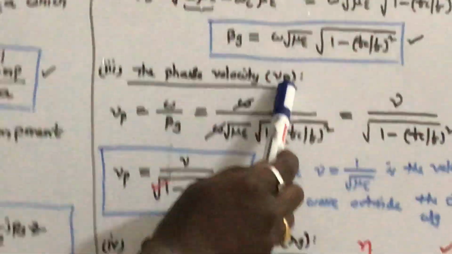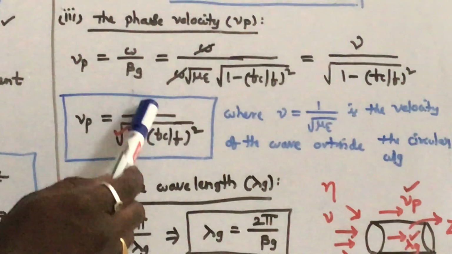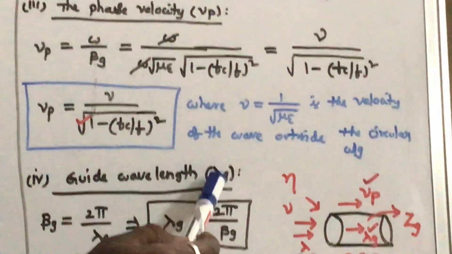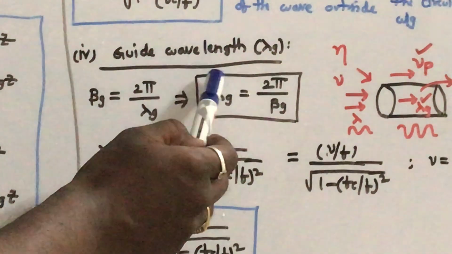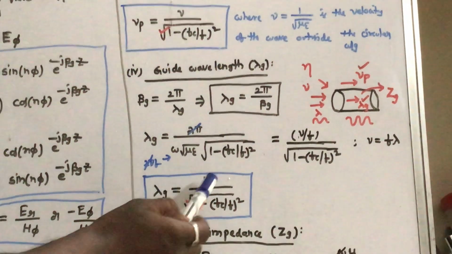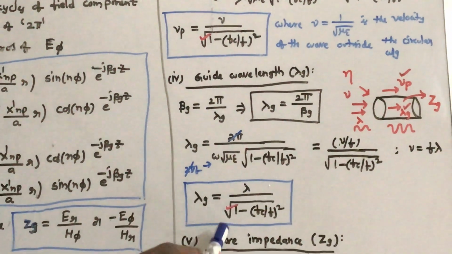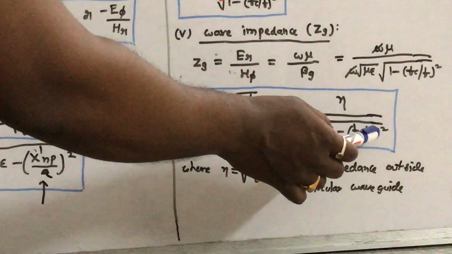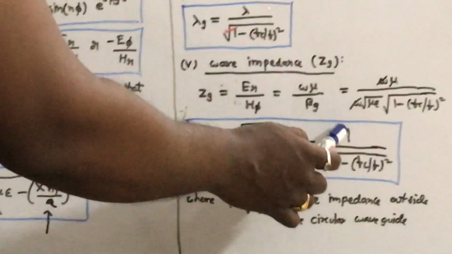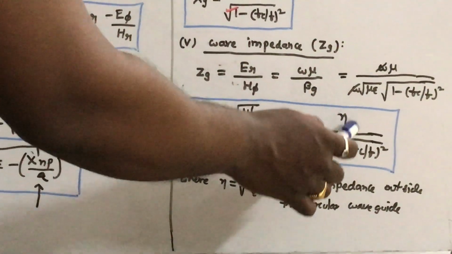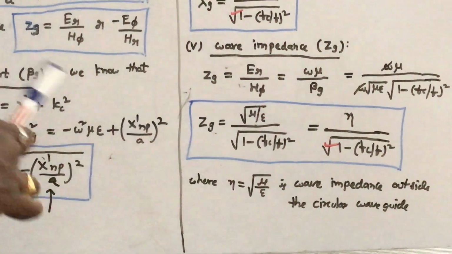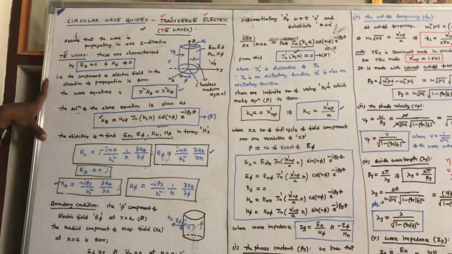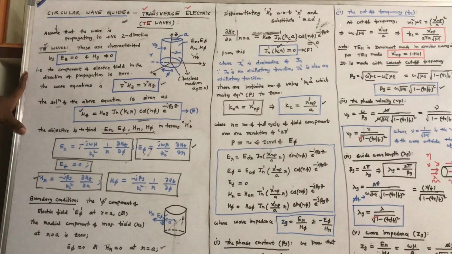The phase velocity is given by the velocity of the wave outside the circular waveguide by square root of 1 minus fc by f whole square. The guide wavelength, the wavelength of the wave inside the circular waveguide, is this formula, where lambda is the wavelength outside the circular waveguide. The wave impedance is given by eta by square root of 1 minus fc by f whole square, where eta is the wave impedance outside the circular waveguide, the unbounded dielectric. This is what we have to write for this very important question, transverse electric waves, in the examination. Thank you.